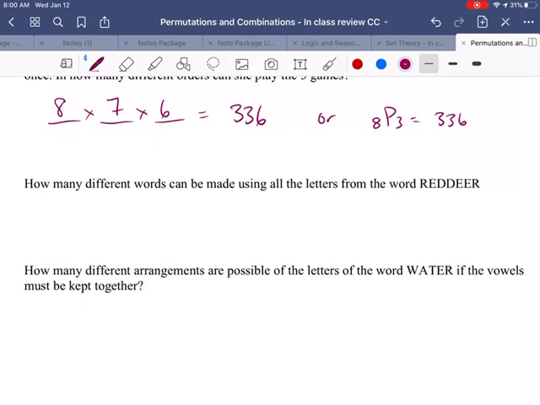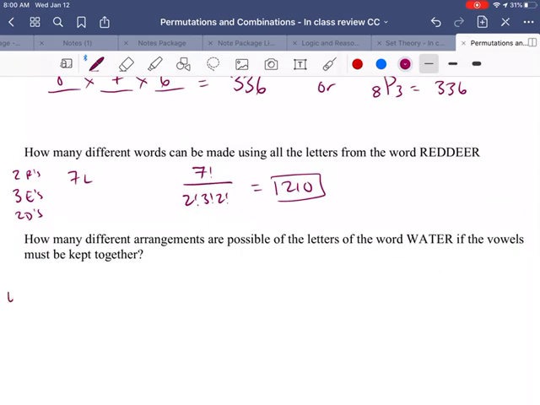How many different words can be made using all the letters in the word Red Deer? So we have 2 R's, we've got 3 E's, and we've got 2 D's. And we have 7 letters in total. So it's going to be 7 factorial over 2 factorial, 3 factorial, 2 factorial. And that works out to 210.